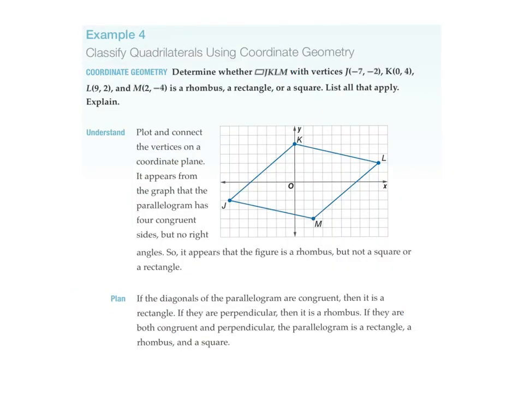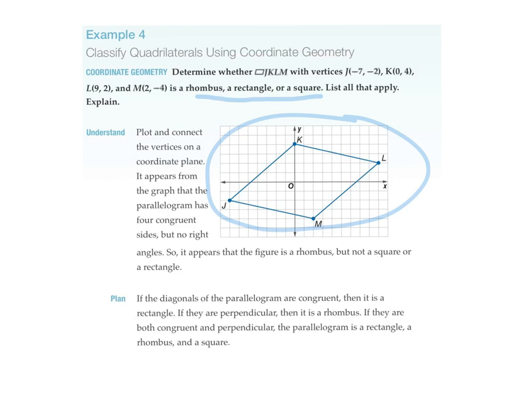Okay, example 4, classifying quadrilaterals using geometry. You've got to determine whether it's a rhombus, a rectangle, or a square. Again, it's the same old saying that I keep saying: plot the points on a graph, and if you look at it visually, you know it's going to be a rhombus. All you've got to do is prove it. Okay, how would you prove it?